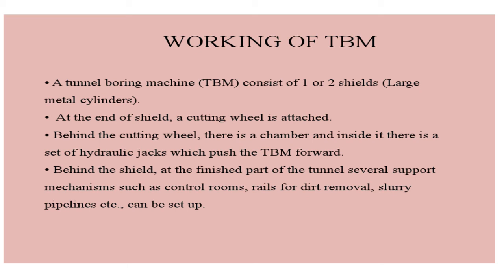Behind the shield, at the finished part of the tunnel, several support mechanisms such as a control room, rail for dirt removal, slurry pipelines, etc. can also be set. Basically, here, in order to make the tunneling process work, a compressed air method is used. Rest all the parts are the same as in shield tunneling. The cutting edge will be there. That machine will move forward and it will excavate the soil. Then the muck is collected to the conveyor belt and it will be deposited somewhere. And like that, the machine will move forward, and the process will be continued.